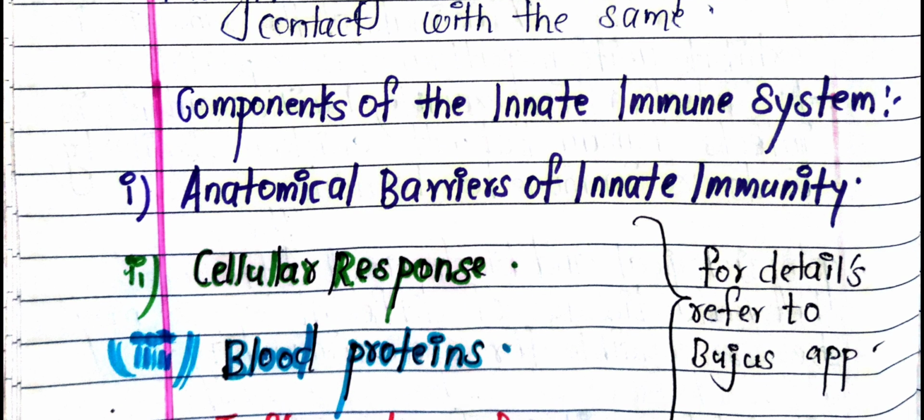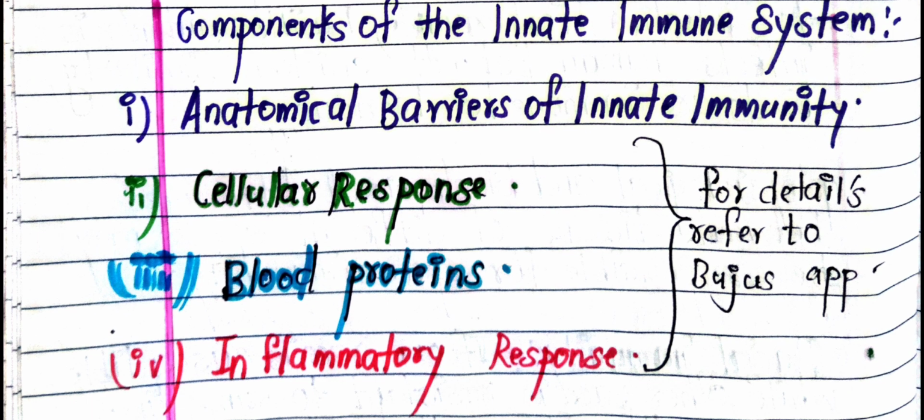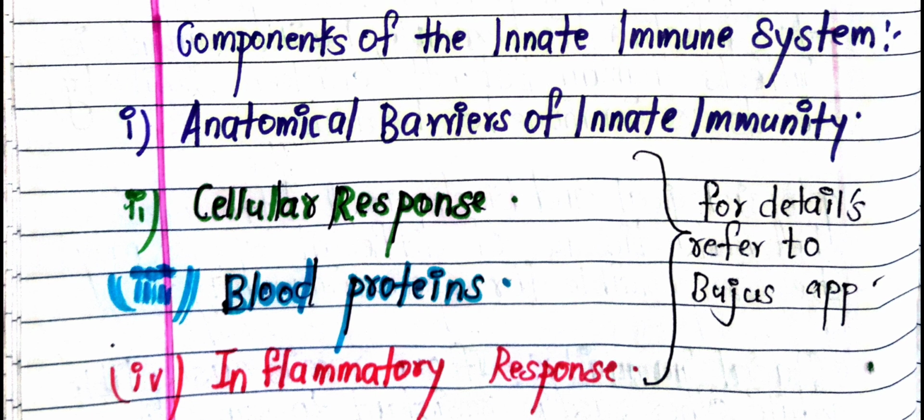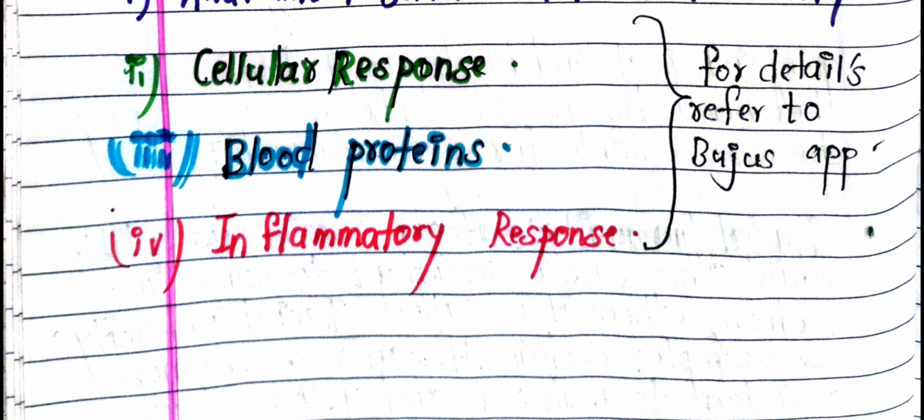Components of the innate immune system. The basic components of the innate immune system are anatomical barriers of innate immunity, cellular response, blood proteins, and inflammatory response.